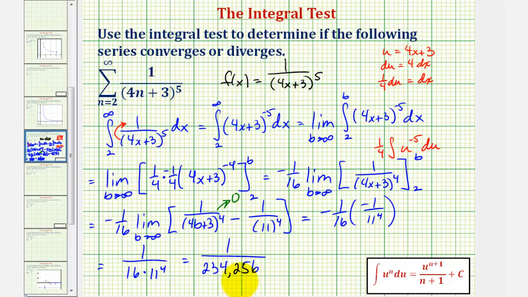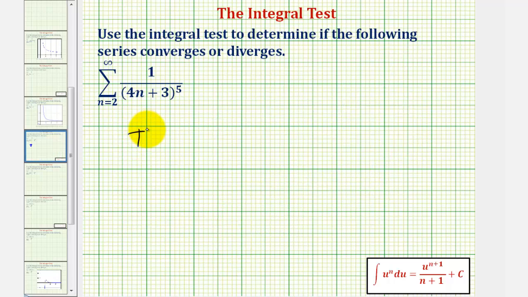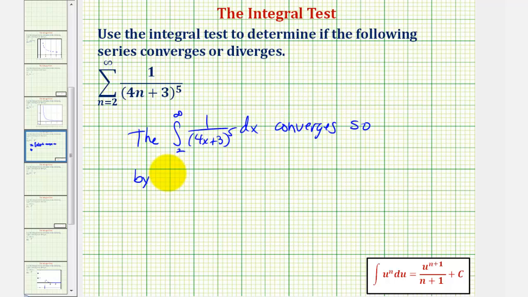So now let's summarize our work. We'll say the integral from 2 to infinity of f of x, which is 1 divided by the quantity 4x plus 3 raised to the fifth, integrated with respect to x, converges as we've just shown. So, by the integral test, our infinite series also converges.